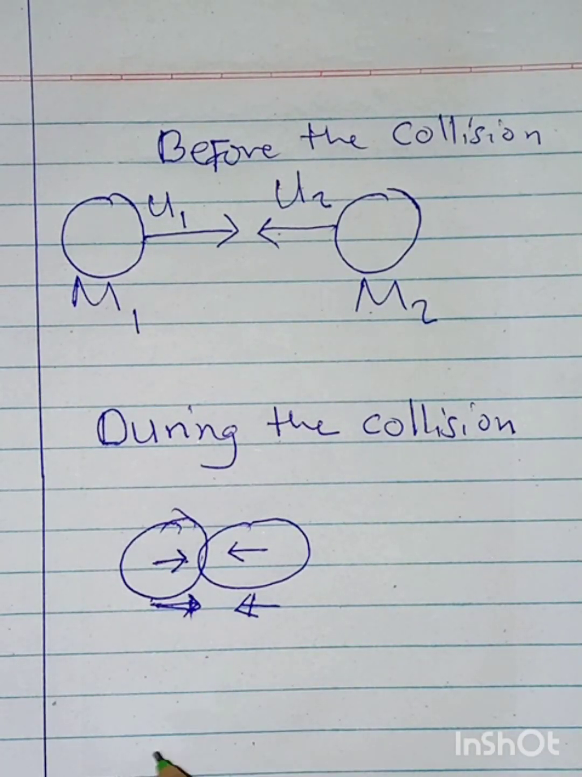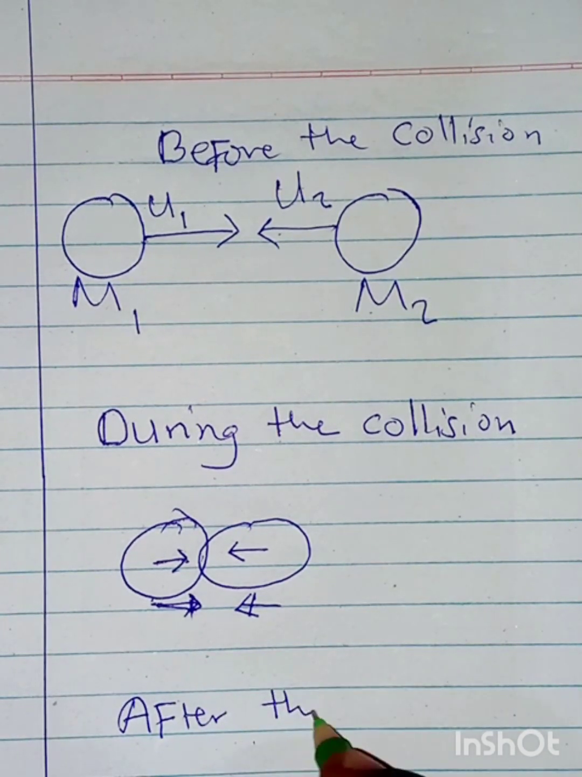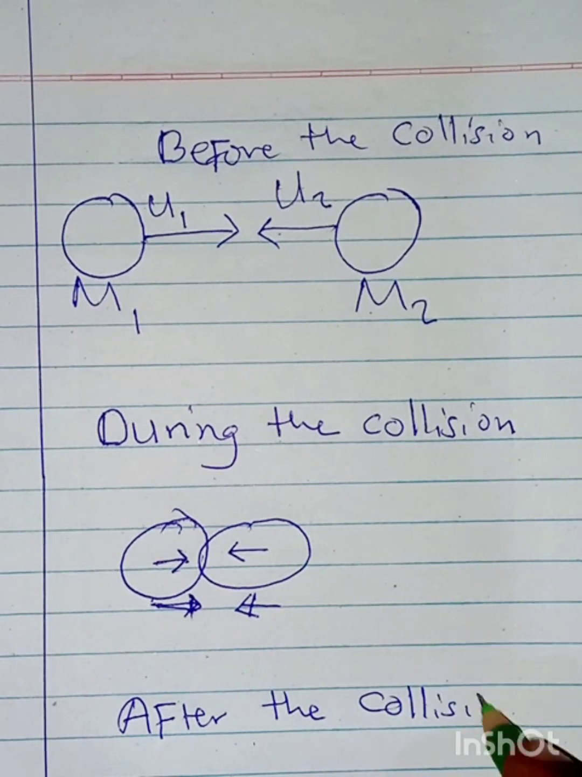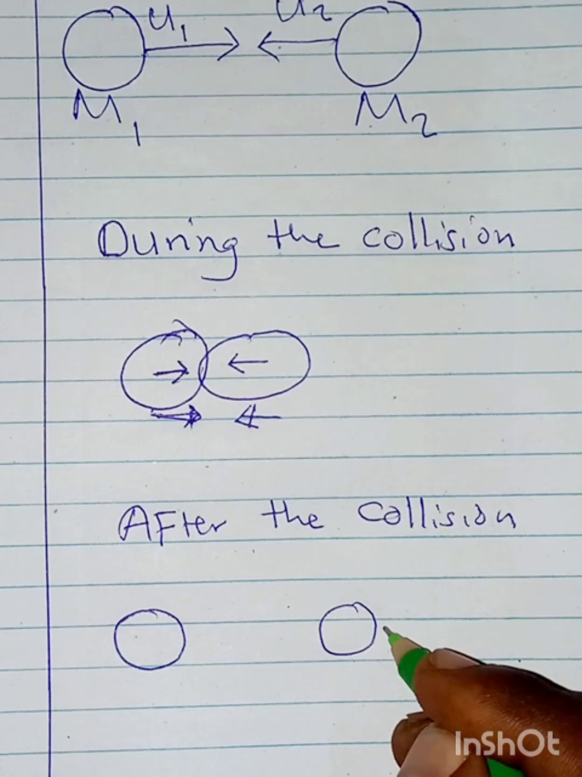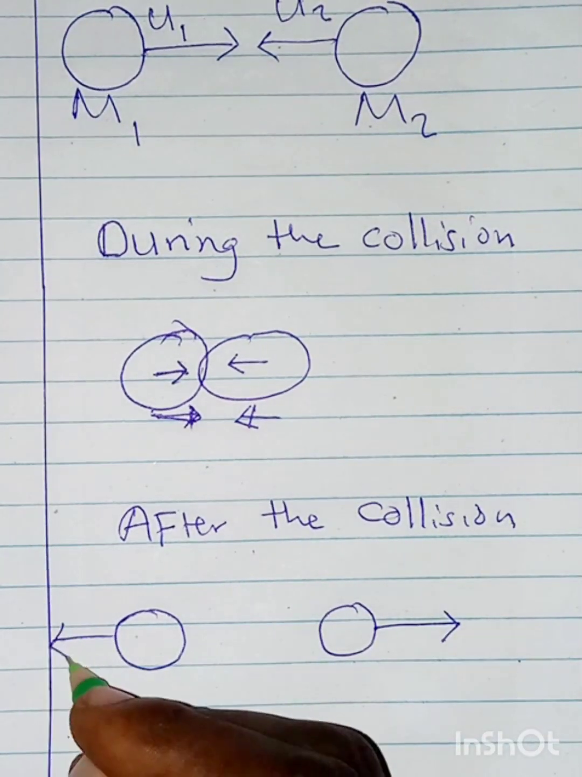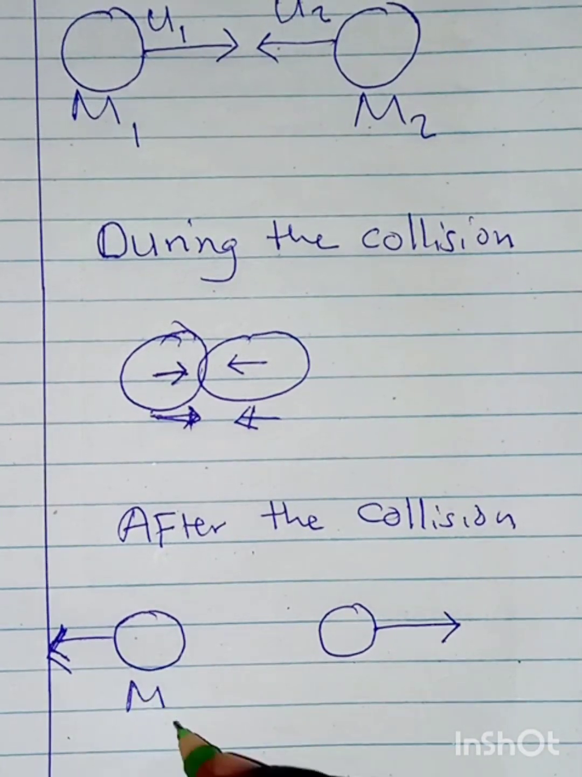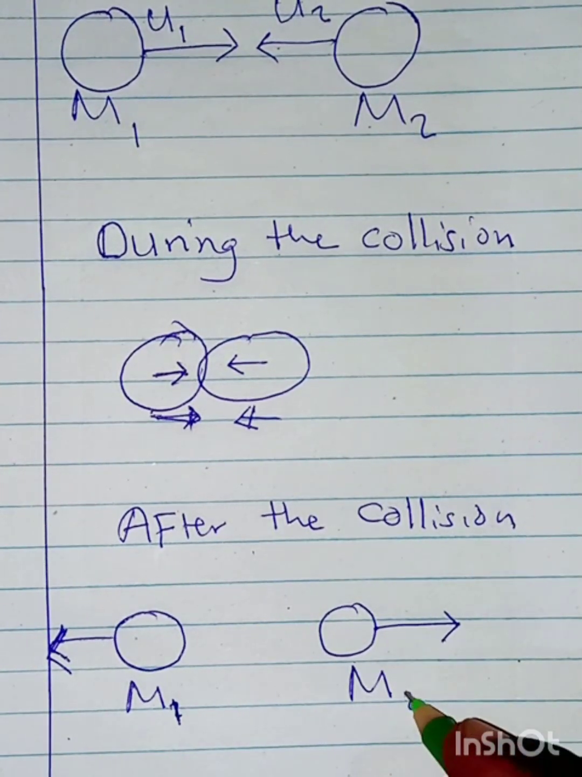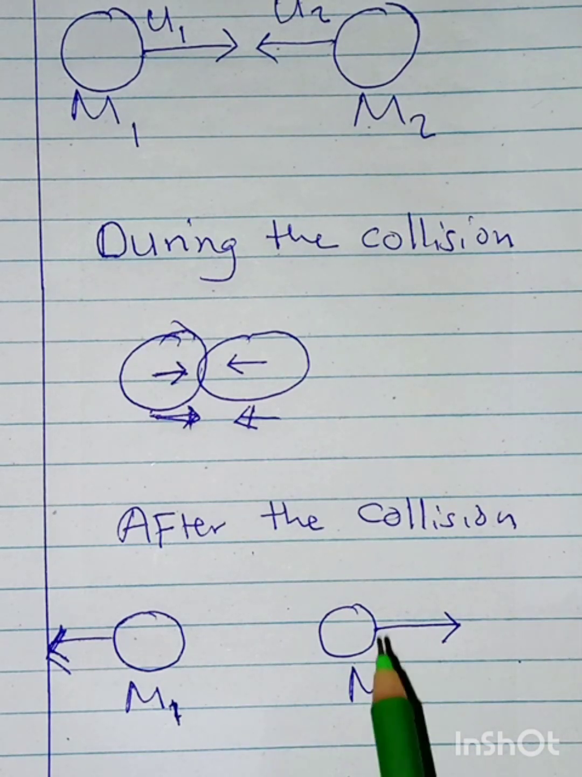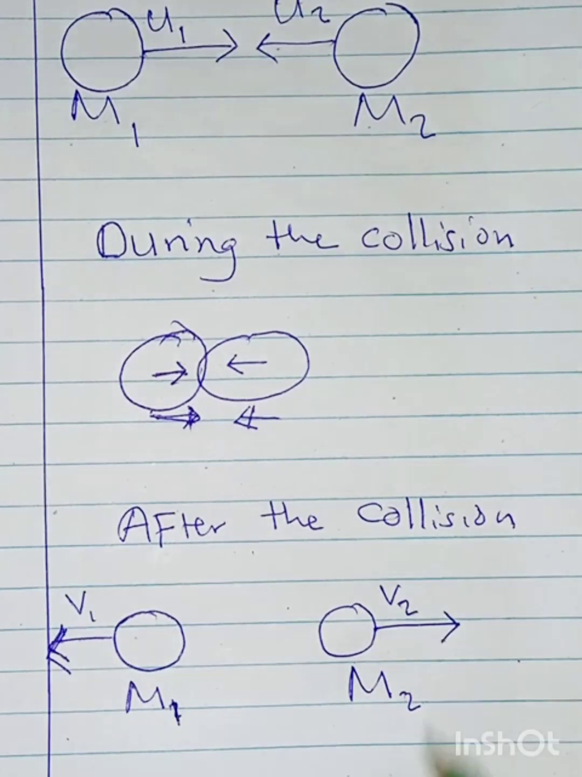Now, after the collision, each ball has separately moved in opposite directions. Now, this is the first ball with mass m1 and this is the second ball with mass m2. They now possess final velocities. This is the final velocity of the first ball and this is the final velocity of the second ball.